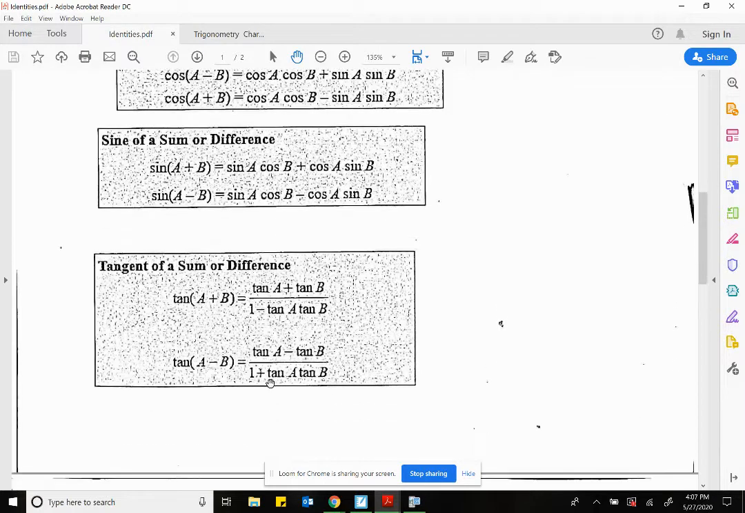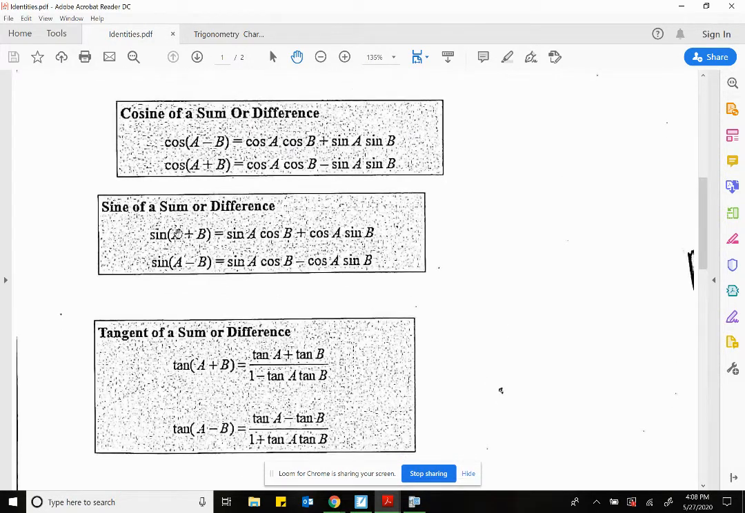And then down here, you can see the sum and difference for tangents. Okay. And again, it's really just a matter of changing the signs. So for addition, the addition is on top, the subtraction is on the bottom. When it's subtraction, the subtraction is on top, and the addition is on the bottom. Okay? So we need to know how to work these formulas forwards and backwards.